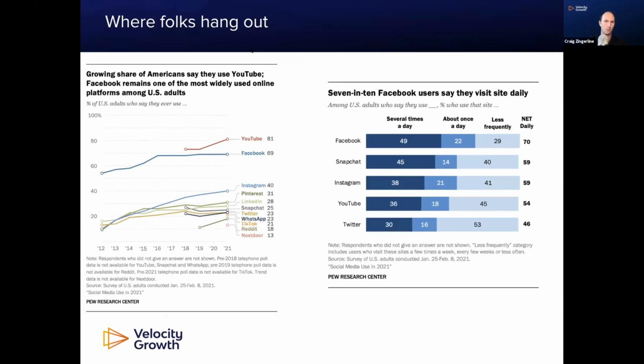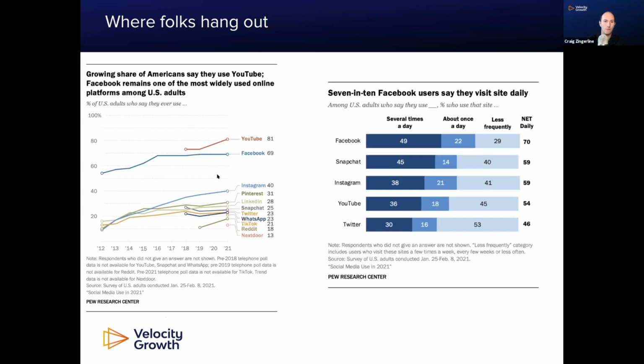This is updated fairly recently. Pew Data puts out some good reports on where people hang out online. This is it. Yeah, there's other websites, but the vast majority of people are on YouTube, Facebook, Instagram, Pinterest. TikTok is emerging. And then where do people spend all day? Still, it's Facebook, Snapchat, Instagram, YouTube, Twitter, right?